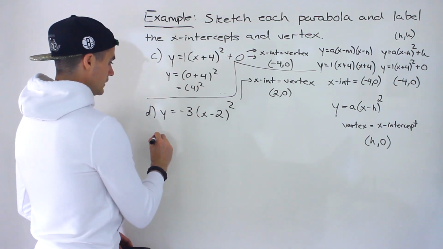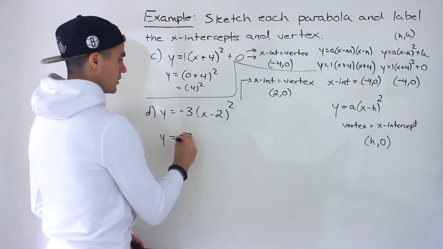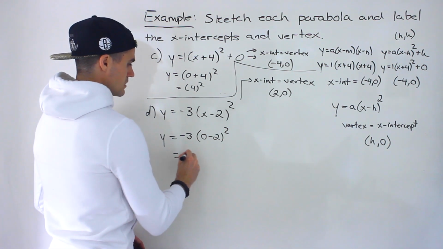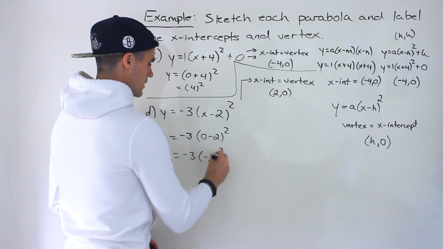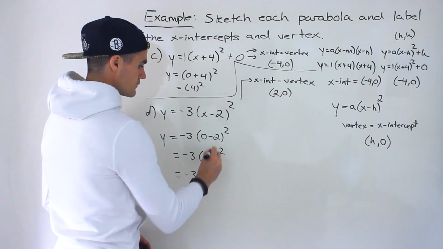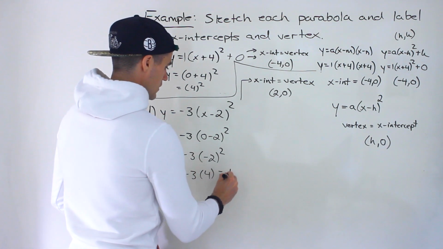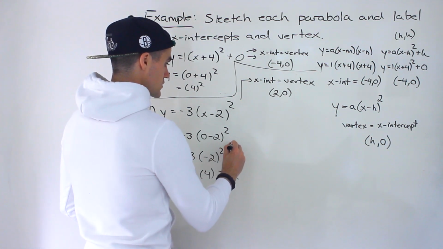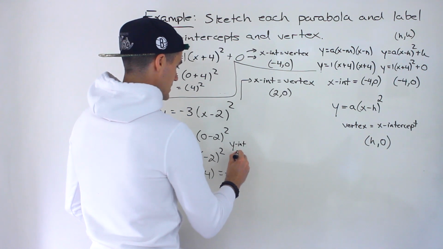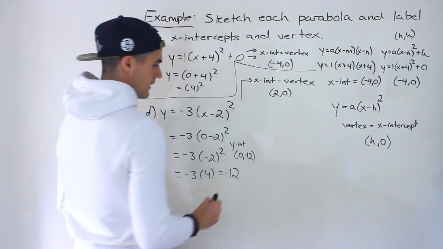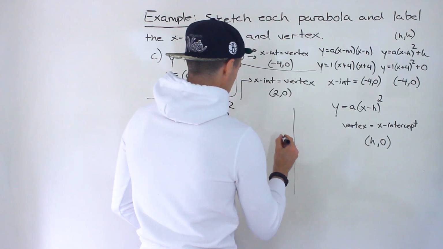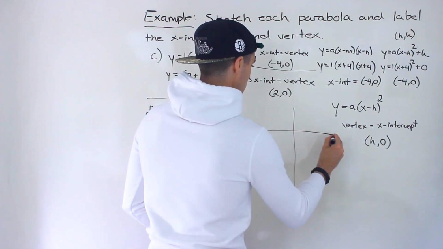And to get another point, let's get the y-intercept, so we could plug in 0 for x, -3(0 - 2) to the power 2. So we'll have -3, (-2) to the power 2 is 4, -12. Okay, so the y-intercept is at 0 and -12. And I feel like that's enough to make a graph.